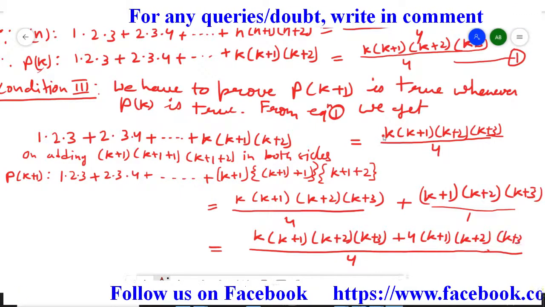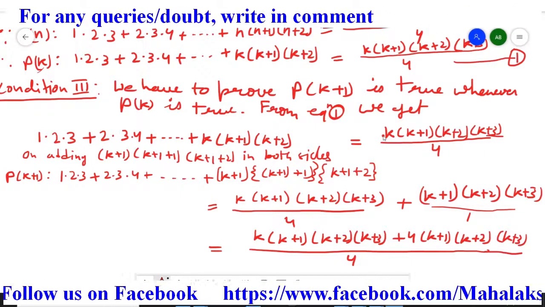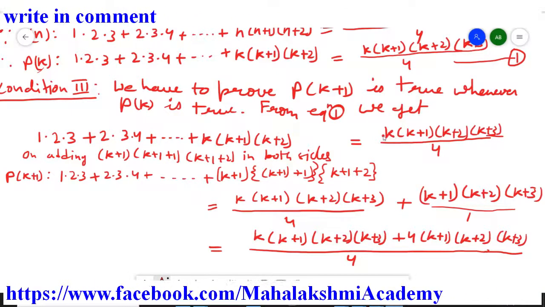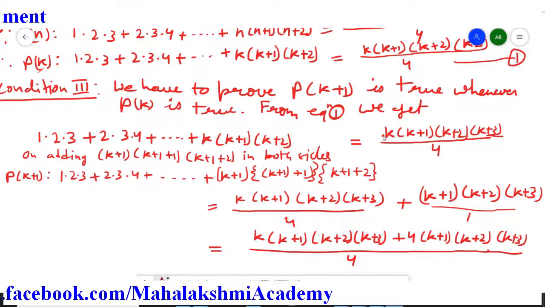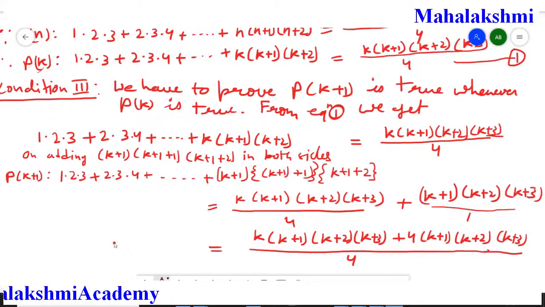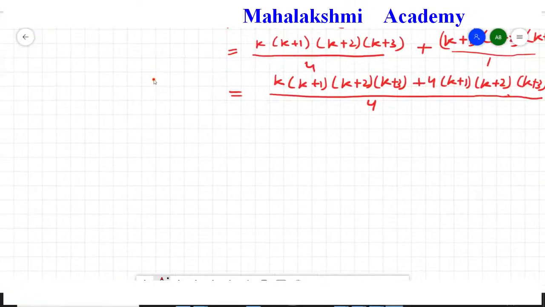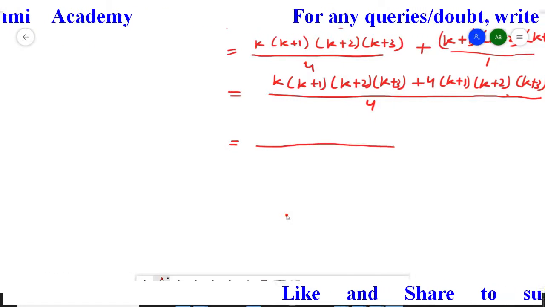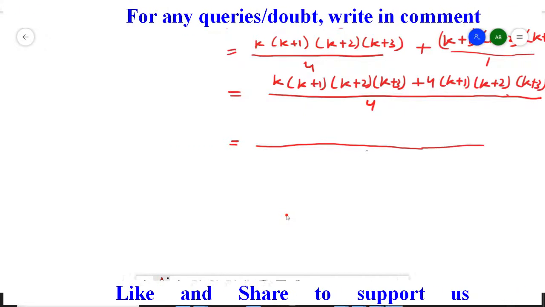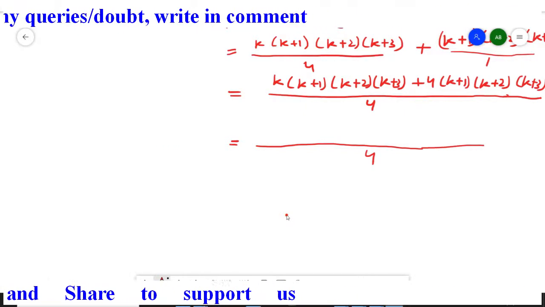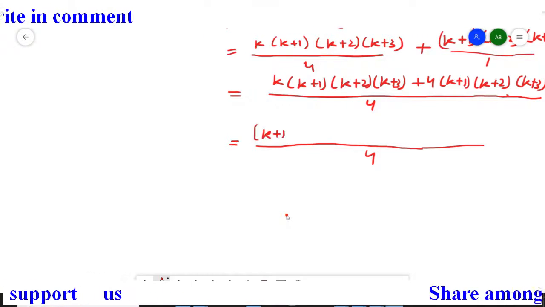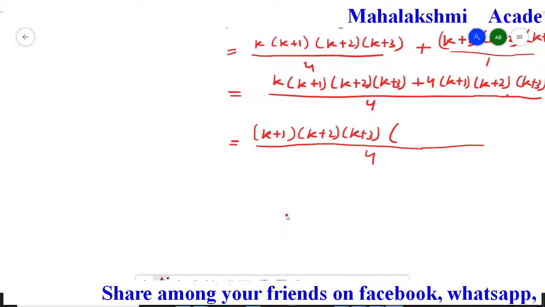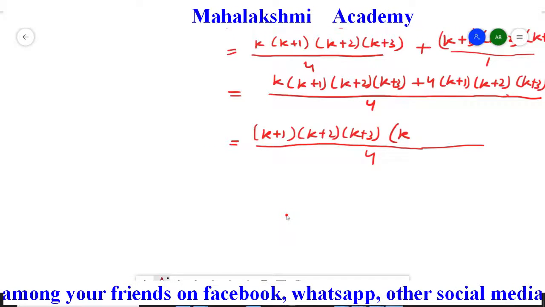and k plus 3. Now there are two terms, this is the first term and this one is the second term. In both the terms you can see this bracket, k plus 1, k plus 2 and k plus 3, is common. So we take it common. So the next step: what I said to you, we have to take common from here. I took k plus 1, k plus 2 and k plus 3 common. So here what remains? Only k, and here what remains? Only 4.